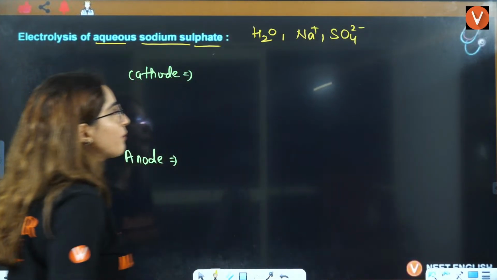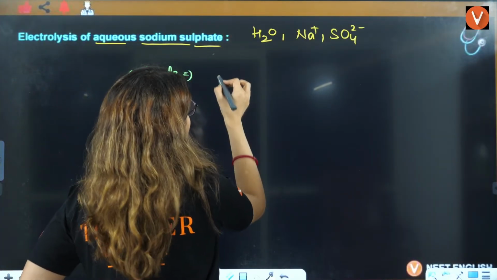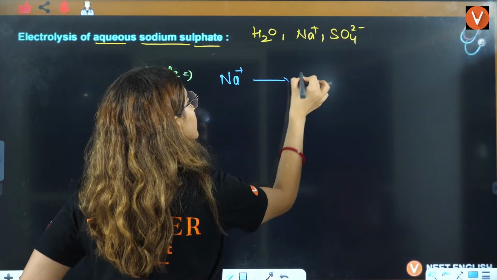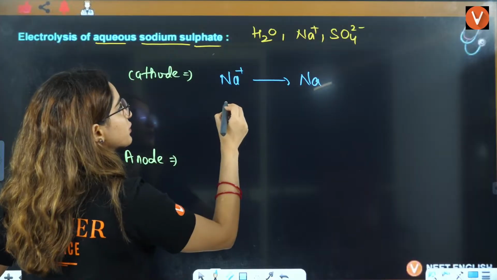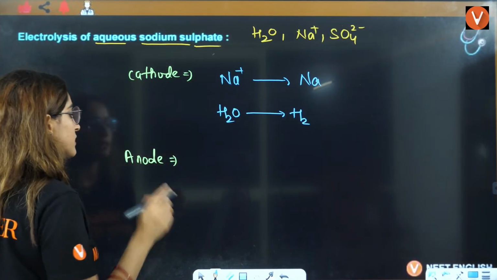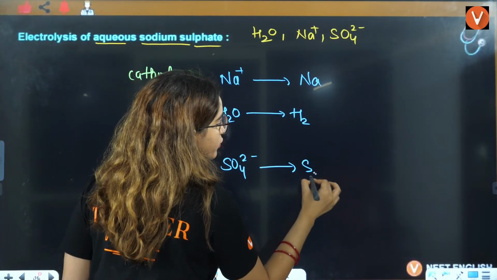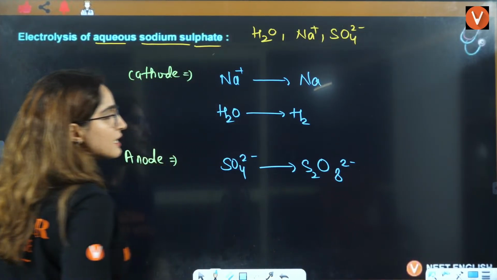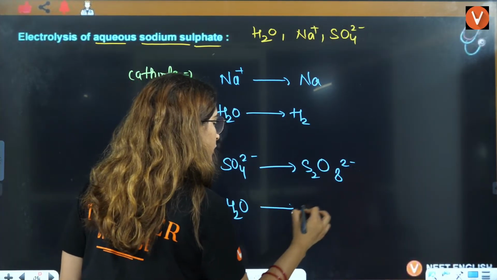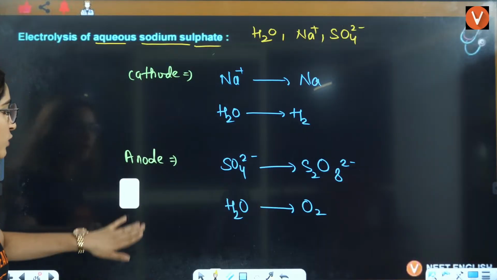Last one, let's see how many of you can answer this. At cathode, what you have? C for cathode, C for cation. Na positive is getting converted to sodium. Water will get converted to H2, and that's it. At anode, you will have SO4 negative, which is converted to S2O8 2 negative. Always this is happening. And here water is getting converted to O2. Now all these values we have already seen.